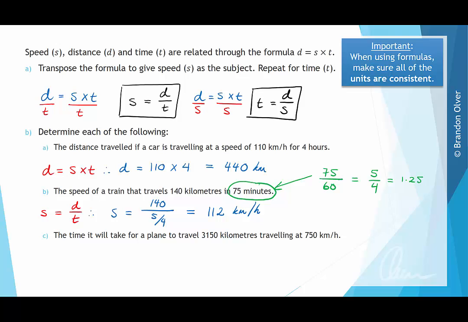Next, for part C, we want to determine the time it will take for a plane to travel 3,150 kilometers, traveling at 750 kilometers per hour. So this time we want time, so we see that time is equal to distance divided by speed. That's what we found in part A. And next we're going to substitute in what we know. So time is equal to the distance, which is 3,150, divided by the speed, which is 750 kilometers per hour. And if you simplify that down, you get that's equal to 21 on 5, or 4.2 hours. So that's how long it takes for that plane to complete the journey.